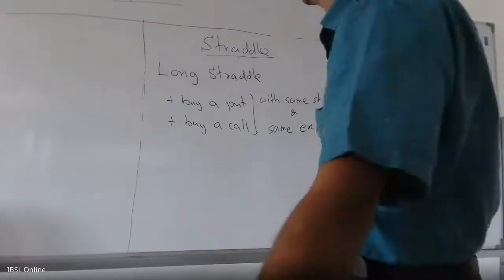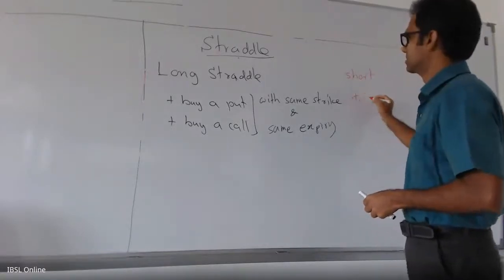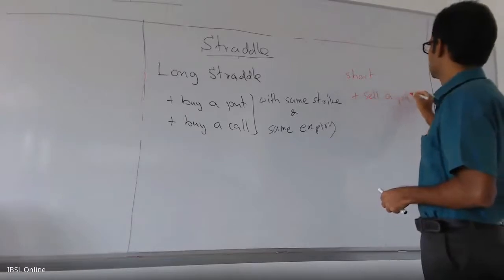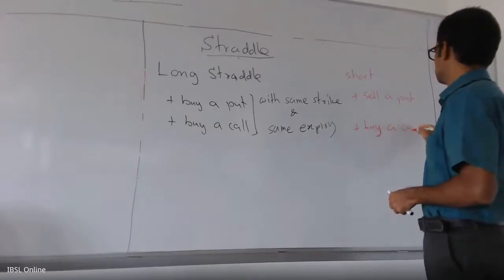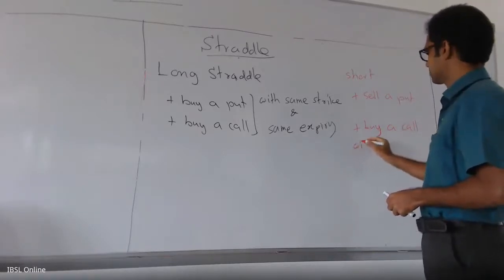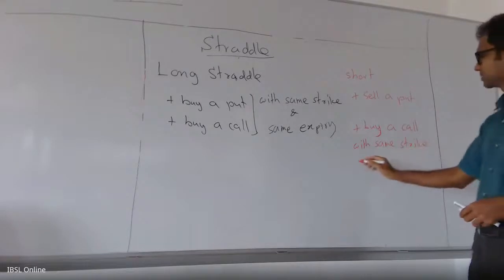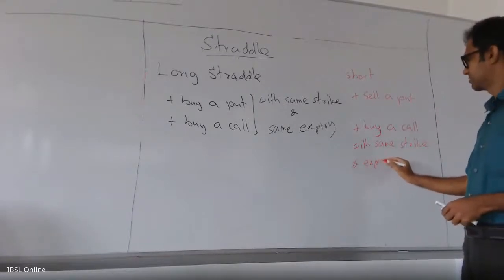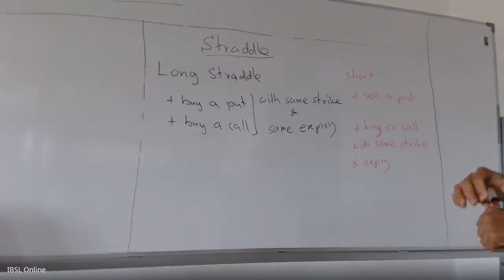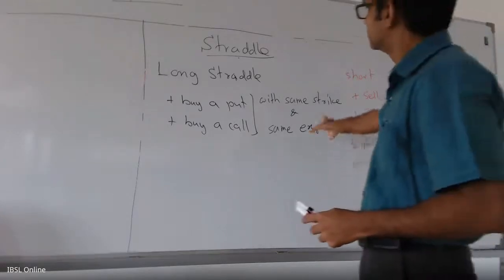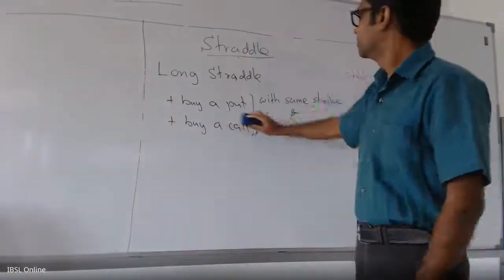So if you want to sell, that means short straddle, what do you do? Sell a put and sell a call again with the same strike and same expiry. Okay, we'll see what the payoff diagram is when we do this.